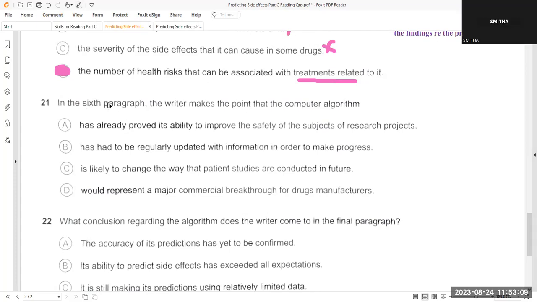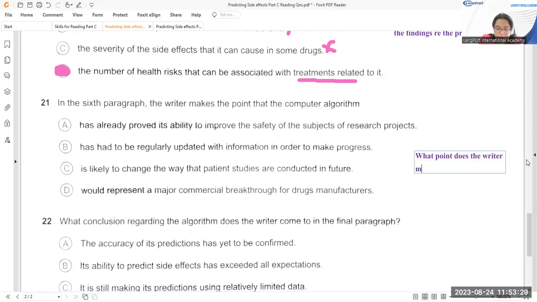Then in the 6th paragraph, the writer makes the point that the computer algorithm. So we need to find out what point the writer makes. The writer makes a point. We need to figure out what point the writer makes about what? About the computer algorithm. Very good, computer algorithm. All right. What point does the writer make about the computer algorithm?